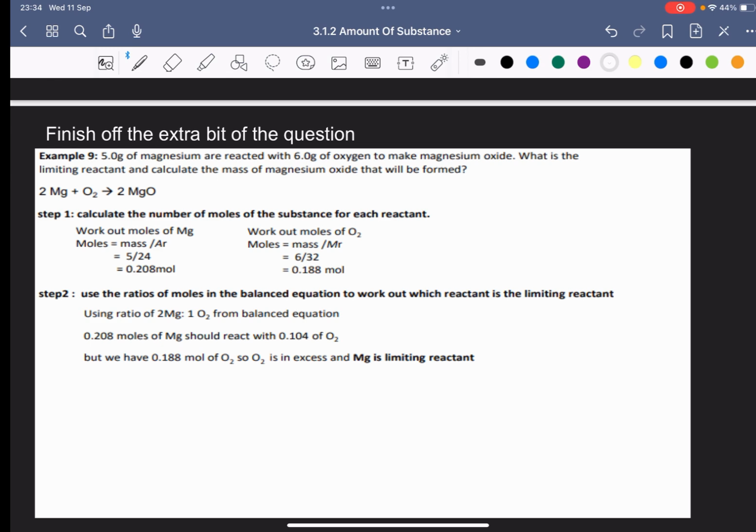So magnesium and magnesium oxide is a 1-to-1 molar ratio. So that means if I have 0.28 moles of magnesium, I have 0.28 moles of magnesium oxide. Now I just need to do moles times MR to get the mass of magnesium oxide, which is... So this is the mass of magnesium oxide we'd expect to make.